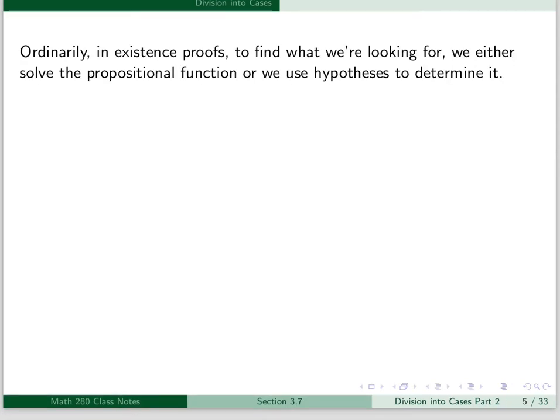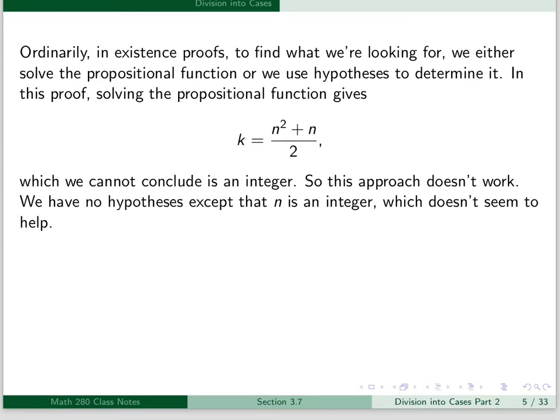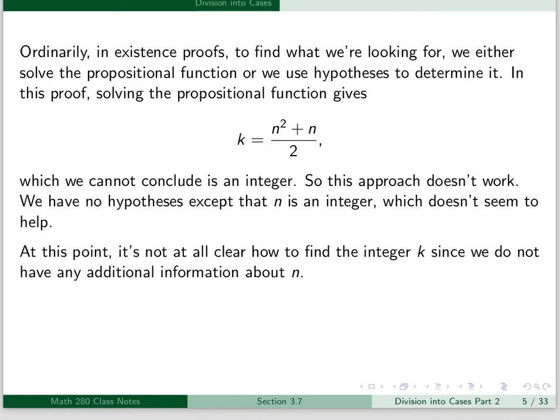Now ordinarily in existence proofs, to find what we're looking for, we either solve the propositional function or we use hypotheses to determine it. In this proof, solving the propositional function gives us k is equal to n squared plus n divided by 2, which we cannot conclude is an integer. So this approach doesn't work. We have no hypotheses in this proof except that n is an integer, which also doesn't seem to help. So at this point, it's not at all clear how to find the integer k that we need to find, since we do not have any additional information about n.